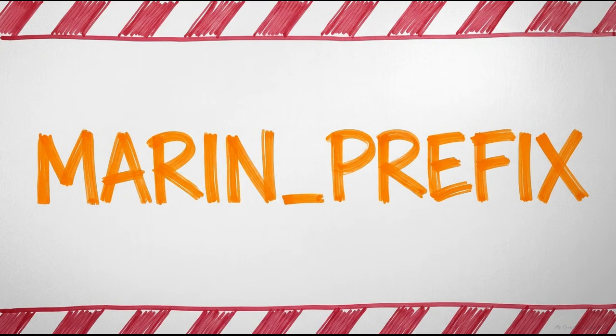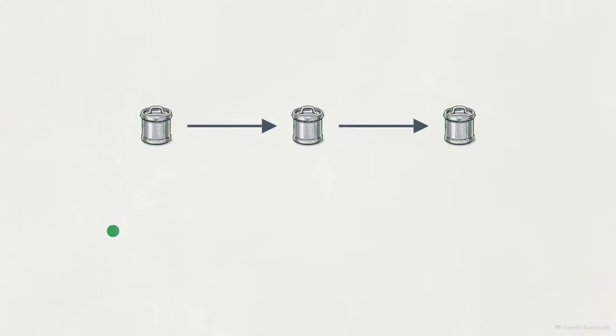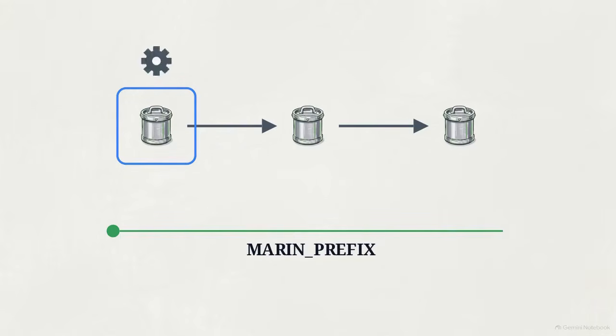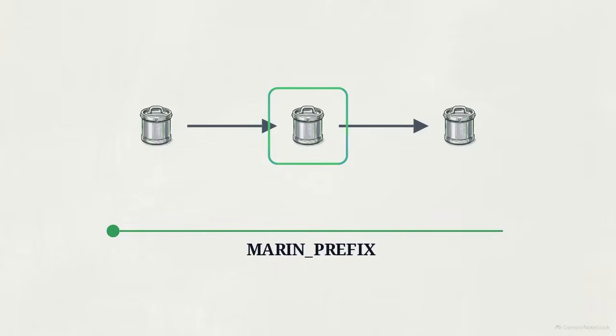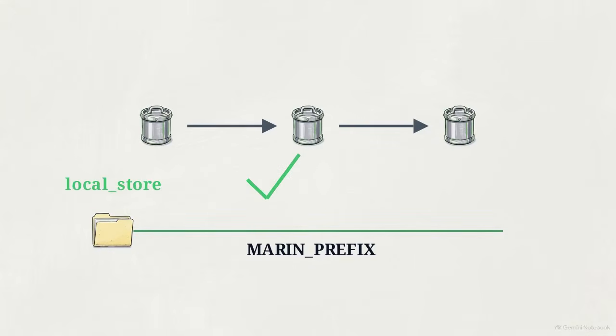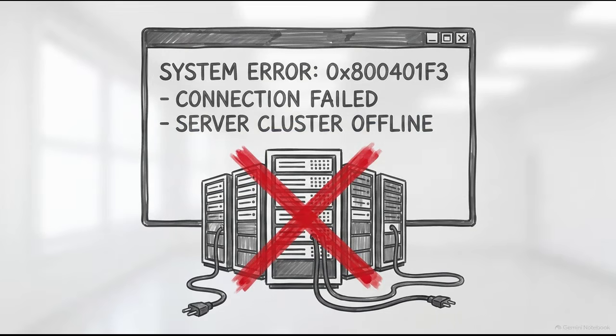Before you run the code, you must define the most critical environment variable in the framework, Marin prefix. Marin uses a lazy execution graph. It requires a strictly defined root destination to cache generated artifacts, such as tokenized datasets, so it can skip redundant computations in future runs. For this local test, define the path by exporting Marin prefix equals local store in your terminal. If you fail to pin this prefix, the orchestrator will instantly abort because it has no valid directory to write its telemetry or checkpoints.